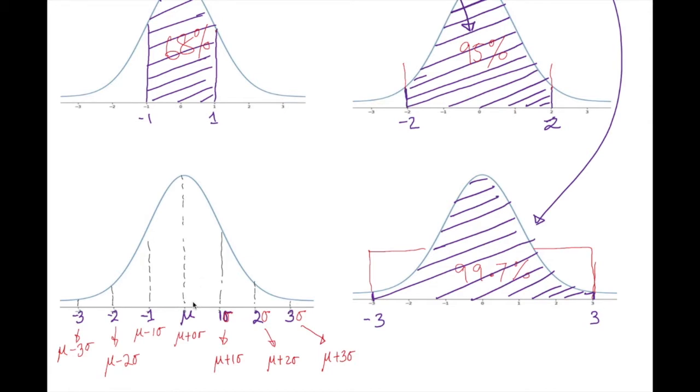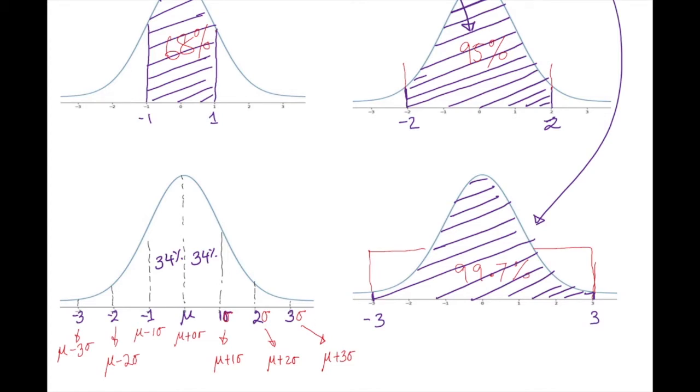What percent of data falls from the mean to 1 standard deviation? We know that between -1 and 1 standard deviation is 68%. So I just cut it in half: 68 divided by 2 gives me 34% and 34%. Of course, it's percentage.